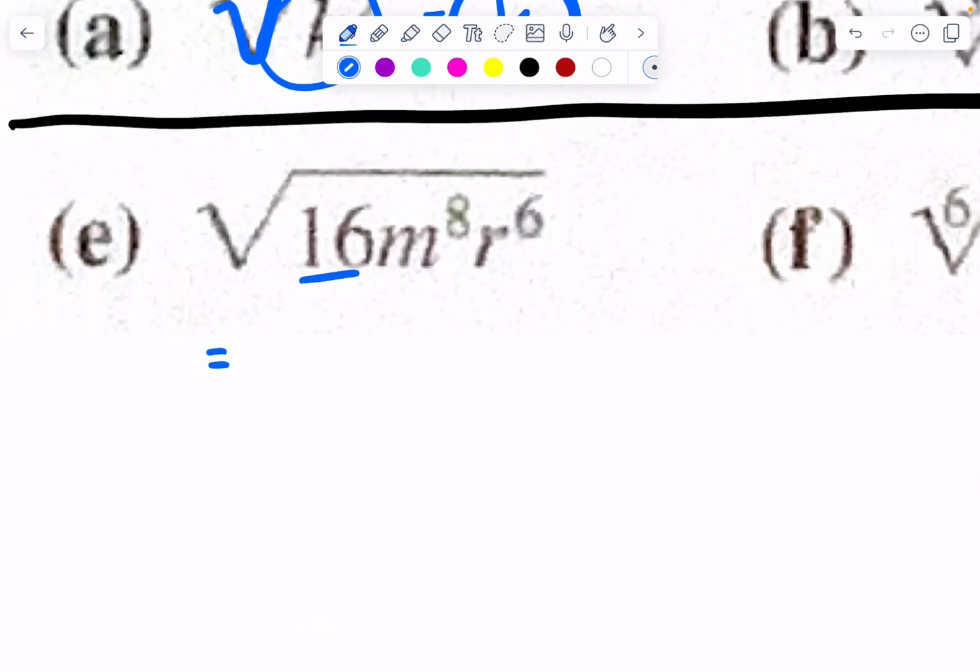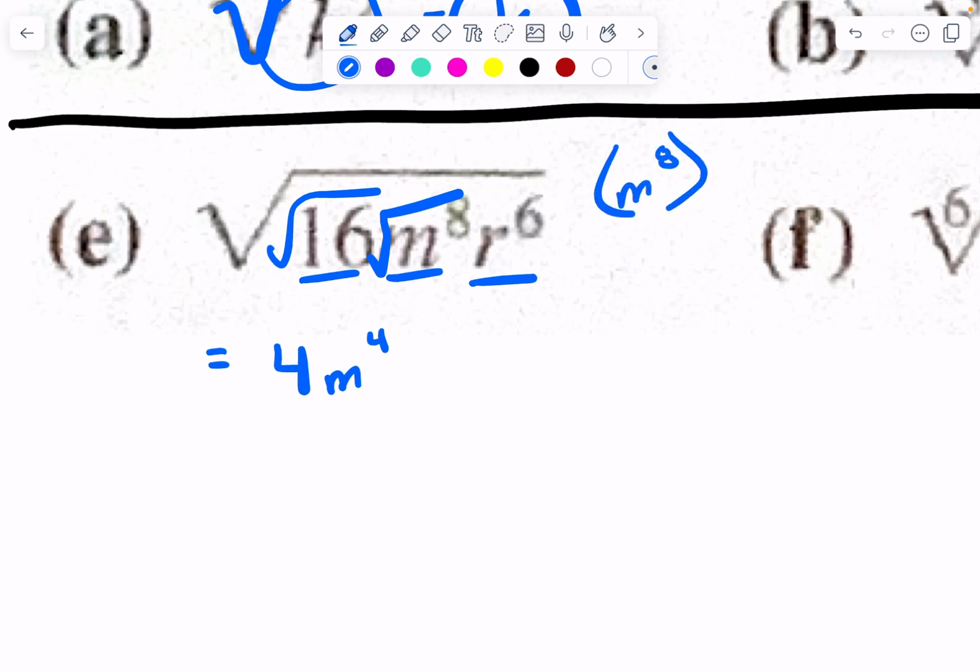Okay, this, I have 3 pieces. And then we just do each piece separately. So the square root of 16 comes out nicely. It is 4. The square root of m to the 8th power is m to the 4th power. Another way of thinking about that is m to the 8th, and then the root means 1/2. 8 times 1/2 is 4. Or, in other words, you're just taking each one of these roots and dividing by 2.